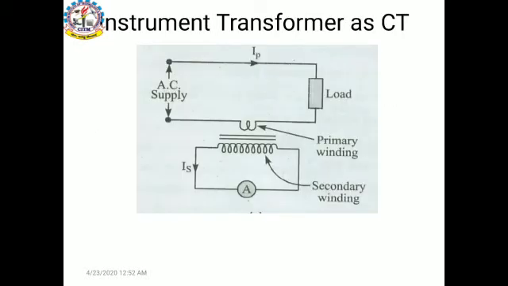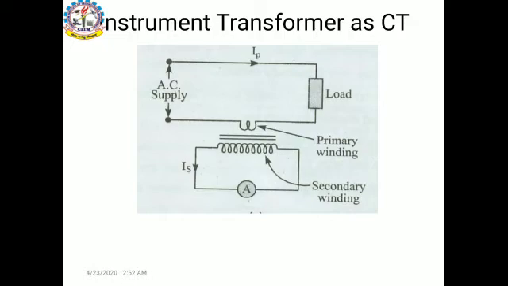Instrument transformer as a current transformer. Here is a circuit diagram. We can observe an AC supply from the power system. IP stands for the primary current of the system, and the load is connected in the primary section. In the secondary section, there is an ammeter connected to measure what magnitude of current is coming from the primary. IP stands for primary current, as I have told you.